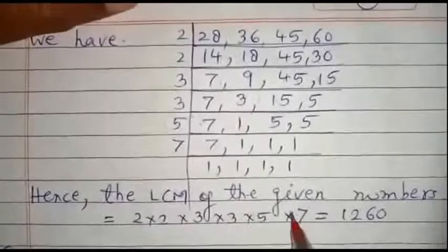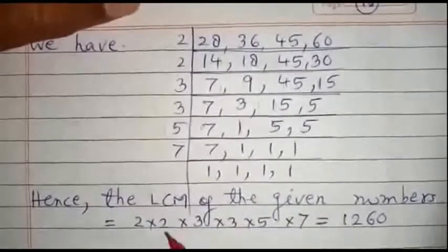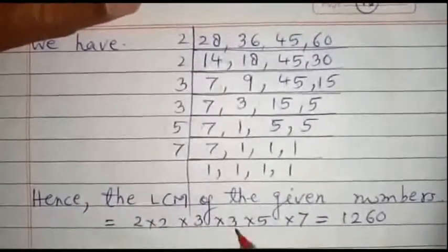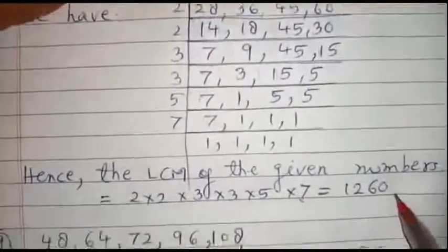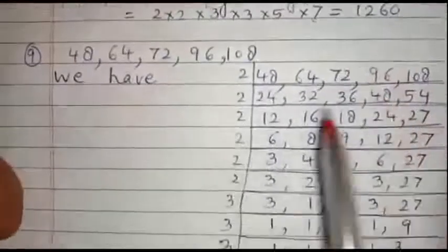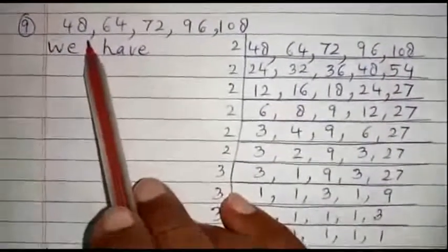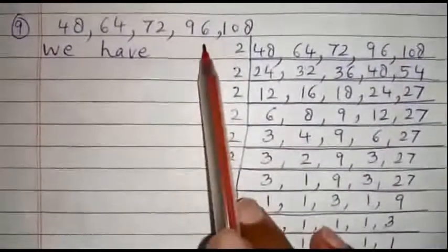Hence the LCM of the given numbers is equal to 2 into 2 into 3 into 3 into 5 into 7, which is equal to 1260. Question number 9. Find the LCM of 48, 64, 72, 96, 108.